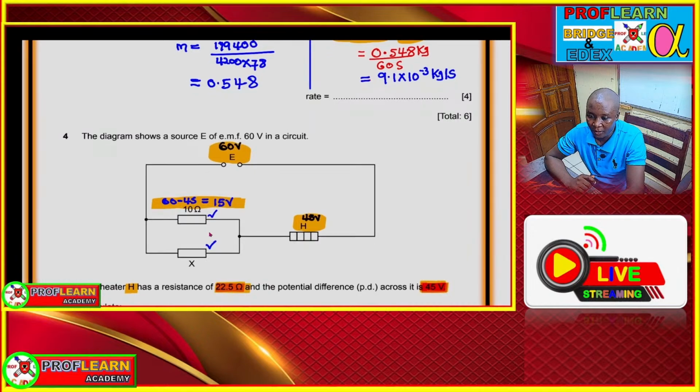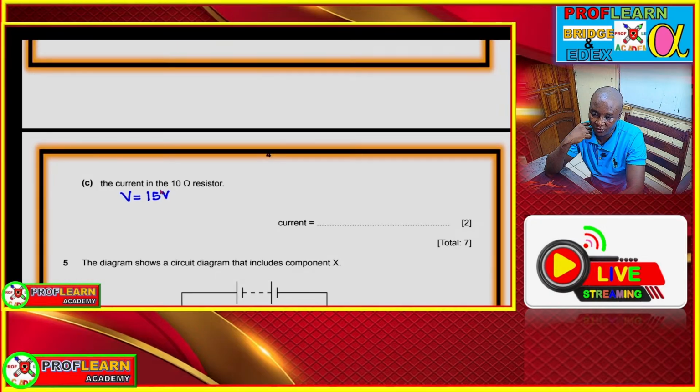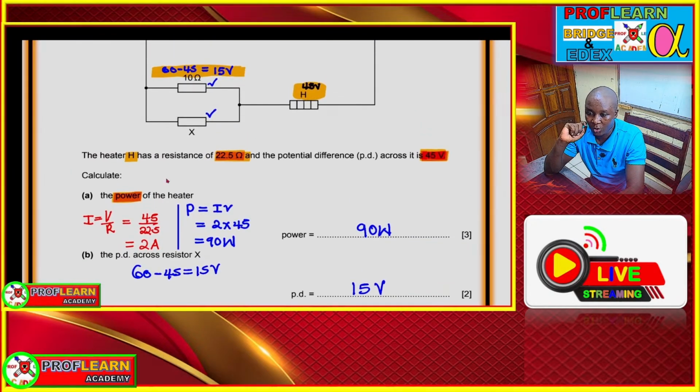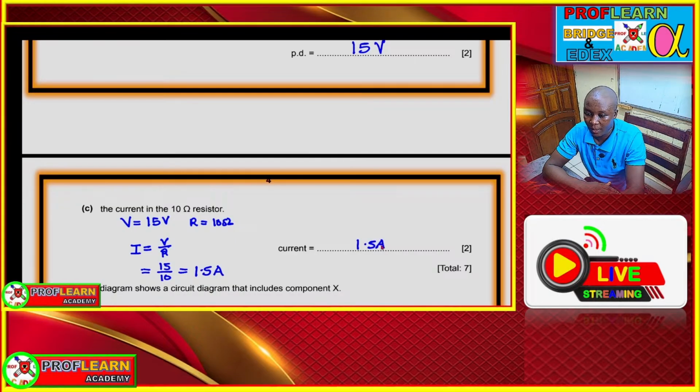Moving further, those two will be 15 because they are parallel. Then we are going to look at the current in the 10 ohm resistor. We know the voltage in the 10 ohm resistor is 15, which we had shown there, and the resistance is 10 ohms. Then we can say current is going to be 15 over 10, and that's going to be 1.5 amperes.